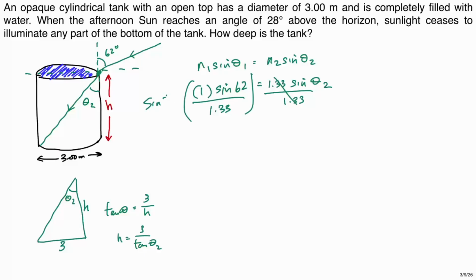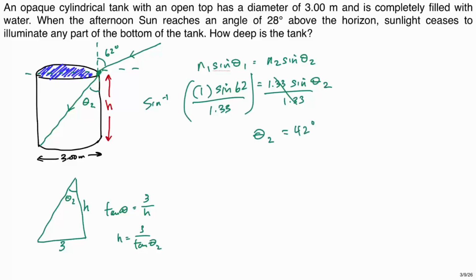I don't have this one in my notes for some reason. Somebody's going to have to tell me what this angle is. It's the inverse sine of the sine of 62 divided by 1.33. Did I beat you, or did somebody get it before me? 41.6. So 42? 42 is a good number.